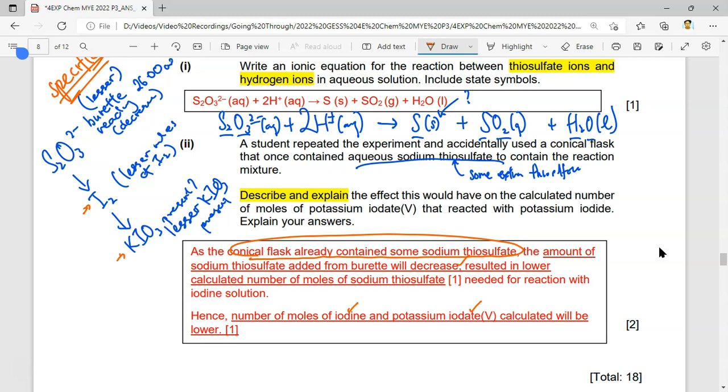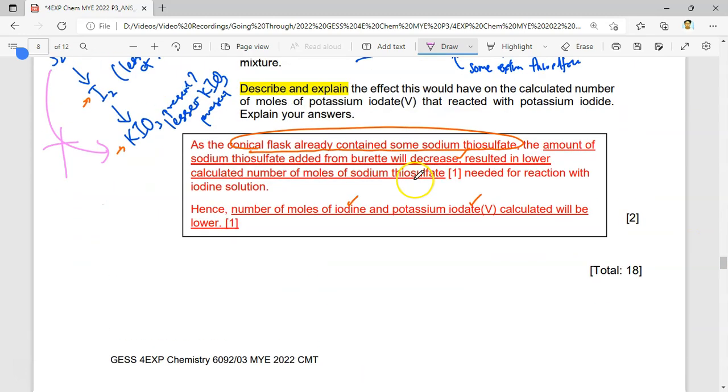So you must include this and this. You cannot, I say again, you cannot go from the thiosulfate straight away to iodate. No. Because you do not know the relationship between thiosulfate and potassium iodate(V) immediately. You need to go through how much iodine is present before you can go into how much potassium iodate is present. Okay, so this is for question 2. Total 18 marks over here.